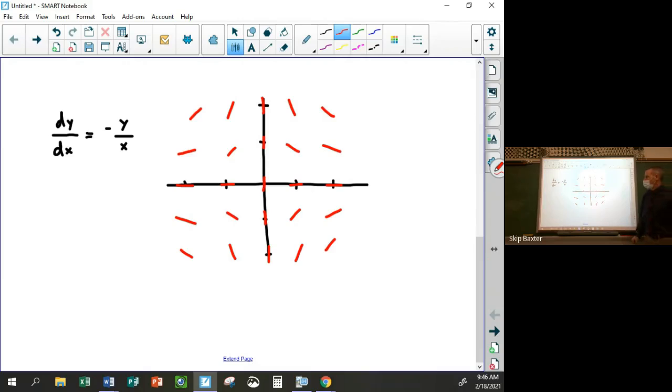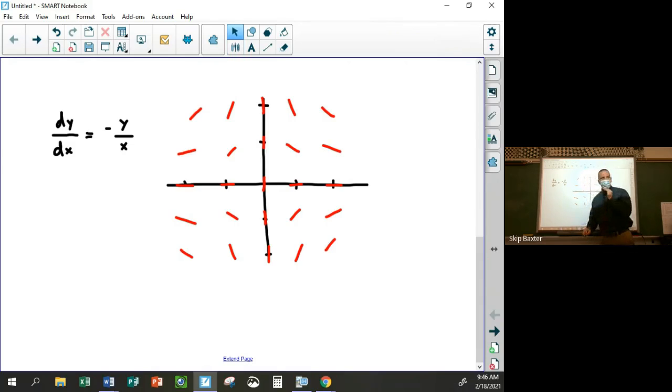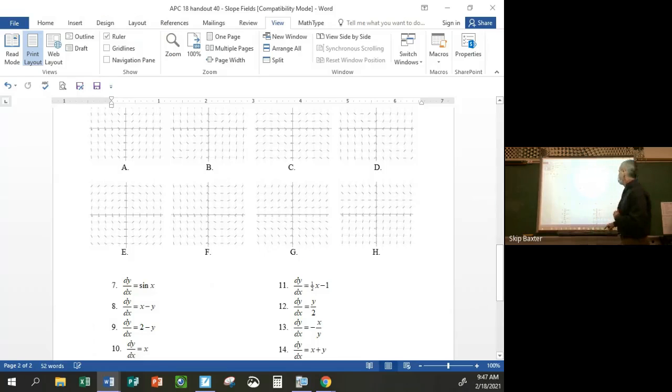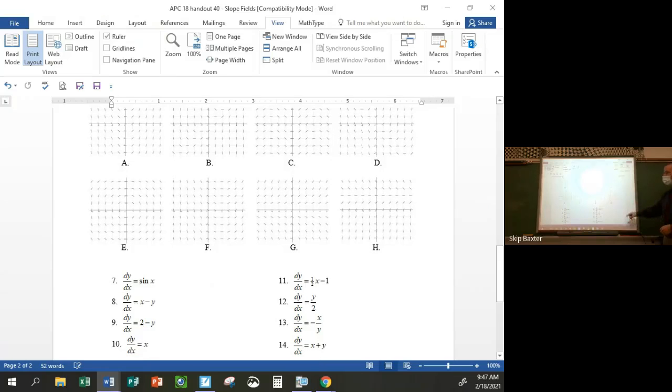Any questions so far? How is Delta Math going to model these problems? That's a great question. There's a couple different things that they might do. One thing they might do, and I'll actually show you Delta Math in a second, but first I just want to do one other thing, is they might give you a matching situation. Okay, so I have a matching problem here. It would look like this. They give you 8 different slope fields and 8 different differential equations, and you have to match them up.